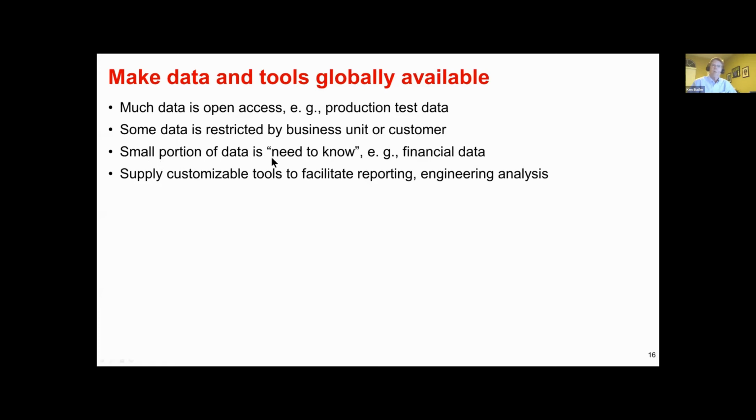We have a small portion of data that is need to know. Financial data is a good example of that, where it may be highly restricted because it's very sensitive information. Markets can move based on information that might be captured here, particularly when you're talking about forecast type information. So that may be highly restricted. In those cases, there are only certain people that will have access to that data.